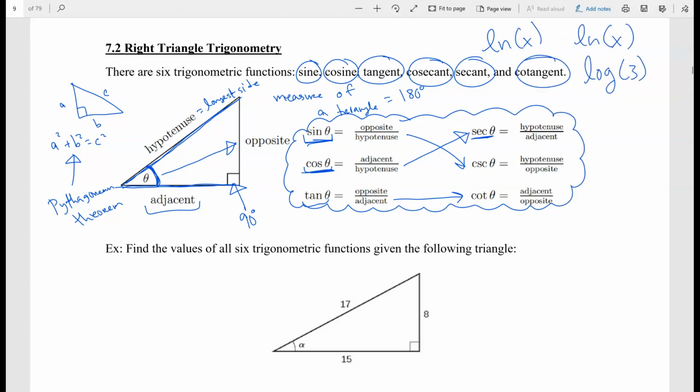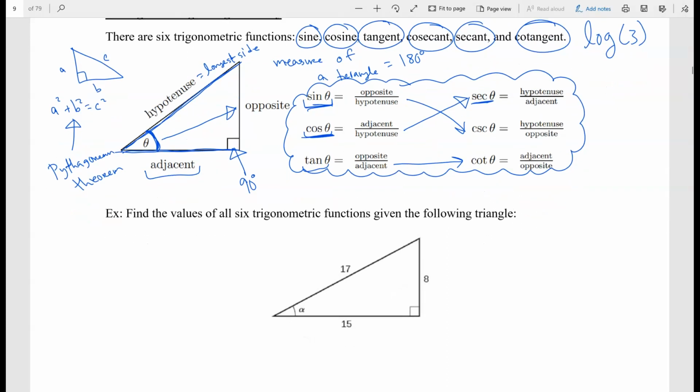One really good way to remember them is the acronym Sohcahtoa. Basically what this means is that sine is opposite over hypotenuse, cosine is adjacent over hypotenuse, and tangent is opposite over adjacent. This is a really good way to remember it.